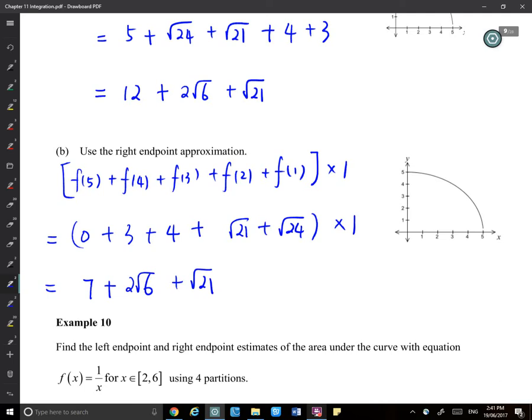Okay, left or right, like with patterns. You don't need to sketch the graph. Waste of time. If it's not asking you to sketch the rectangles out, do not do that. Okay, waste of time.